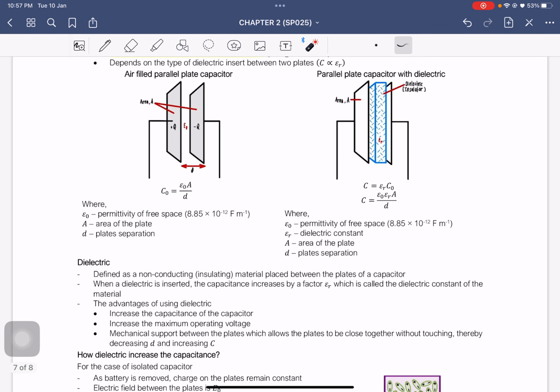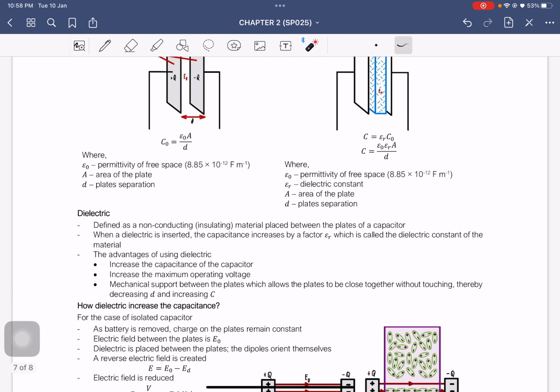Okay, so a dielectric is actually a non-conducting material. So it is an insulator which is placed between the plates of a capacitor, like here now. So when it is inserted, it should increase the capacitance of the capacitor by a factor of the dielectric constant of the material, depending on the dielectric constant.